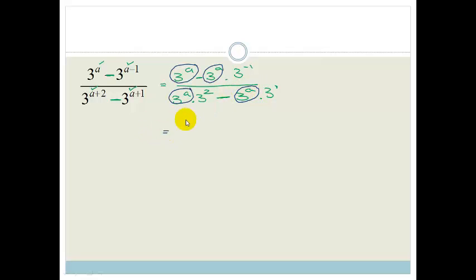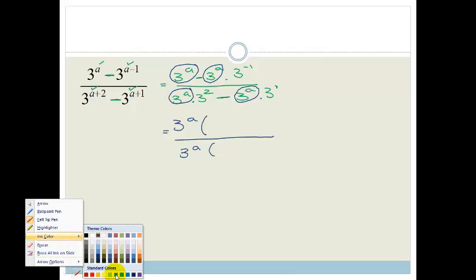So we can take out a 3 to the a at the top. And what are we left with? I'm going to just do it at the bottom as well, so I don't change colors twice. 3 to the a at the bottom as well. Why? Because that's 3 to the a to 3 to the a. And what are we left with?